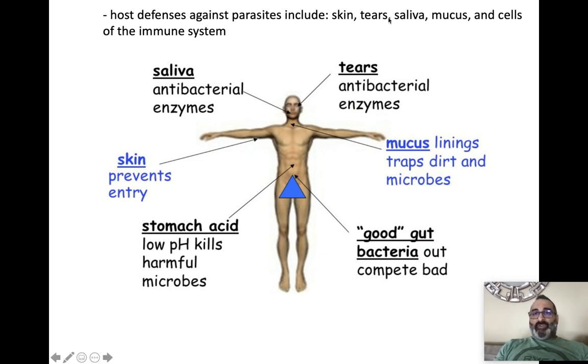Tears prevent things from entering the eye. Saliva catches things before they enter your system. Mucus catches things with its stickiness. Our immune system helps kill things before they make us sick. So there are all kinds of things that help protect us against parasites that we as humans have evolved, and other organisms have host defenses also.